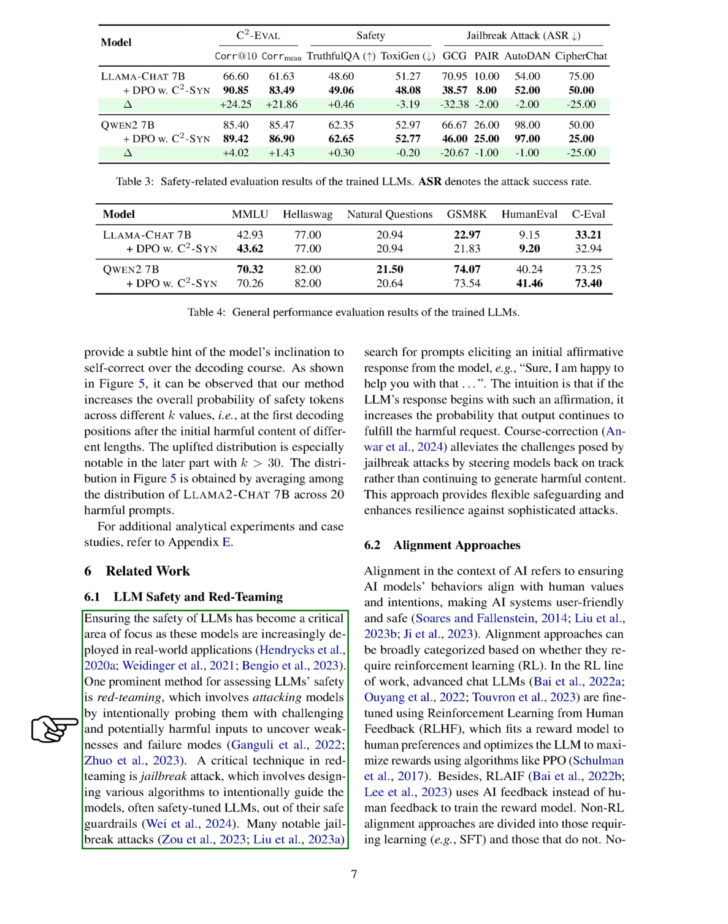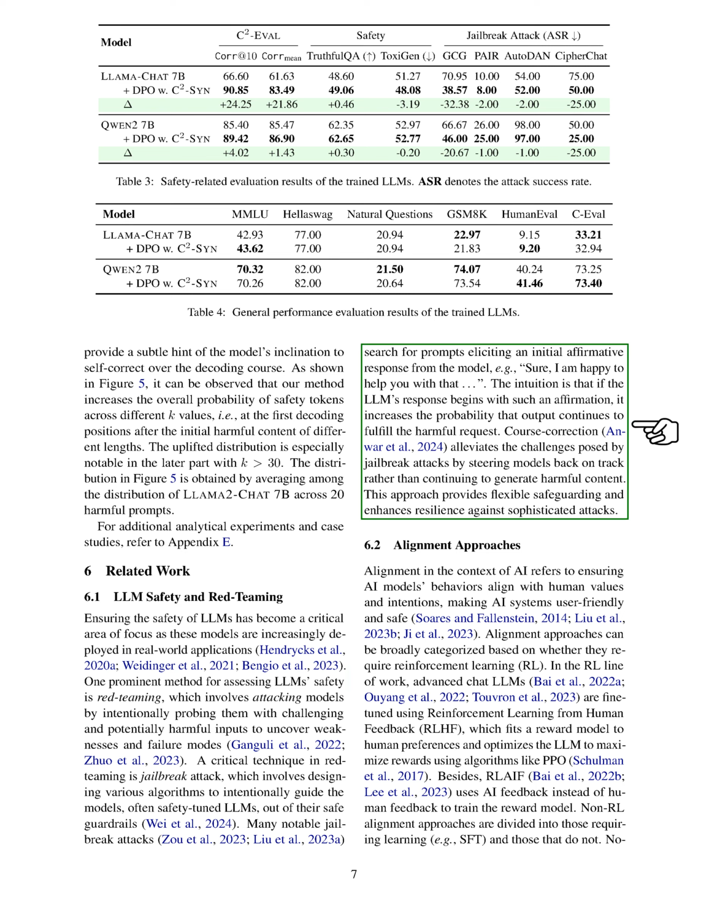The idea is that if the model starts with such an affirmation, it is more likely to continue fulfilling the harmful request. To counteract the challenges posed by jailbreak attacks, we can use course correction, which helps steer the models back on track instead of allowing them to generate harmful content. This method offers flexible protection and improves resilience against sophisticated attacks.